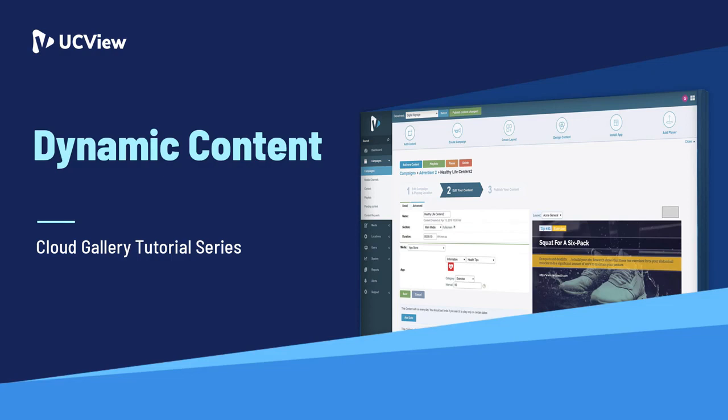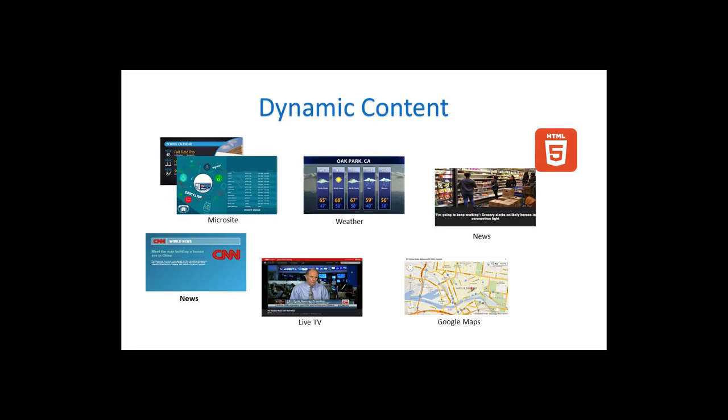Add dynamic content. This video will show you how to add dynamic content to your player. What is dynamic content? Dynamic content is mostly web-based content that is shown within a browser on your player or smart TV. You can use dynamic content from the content store, such as text messages, microsite, EasyBoard, and text scrollers.